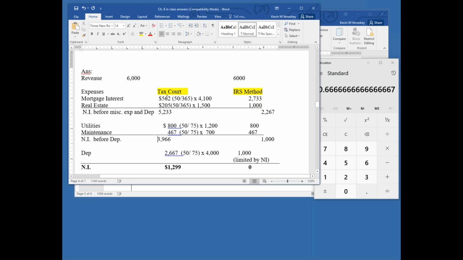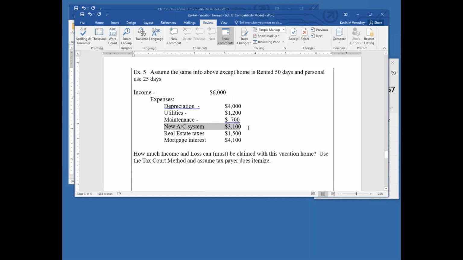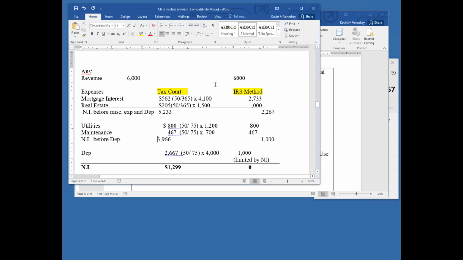So 6,000 minus my mortgage interest that I'm using minus the real estate tax. Utilities and maintenance are going to be the same no matter which one I use because I have to use the IRS method. Notice the only thing I'm not using is the AC system. That would be a major improvement in the house. I cannot deduct that. I have to add that in and depreciate that with the house.